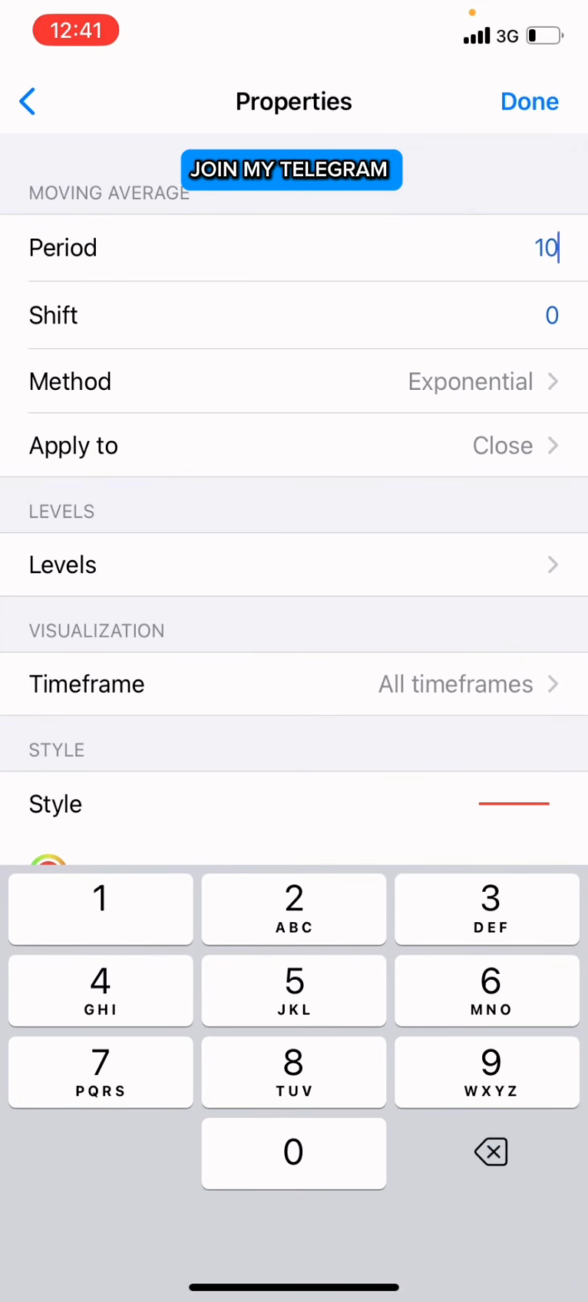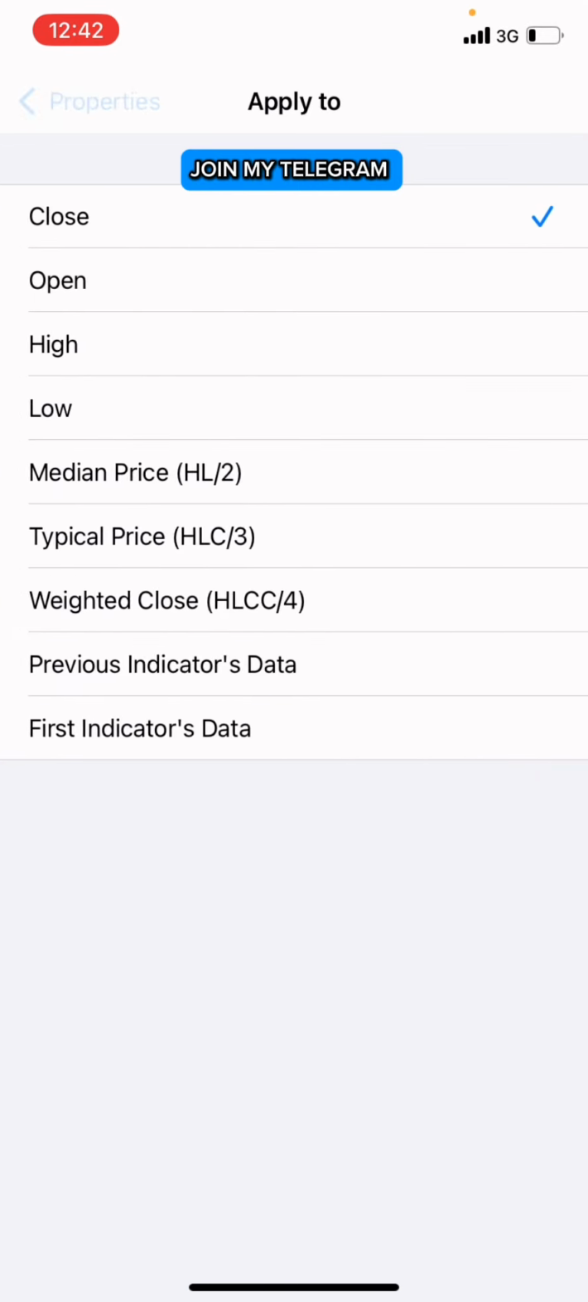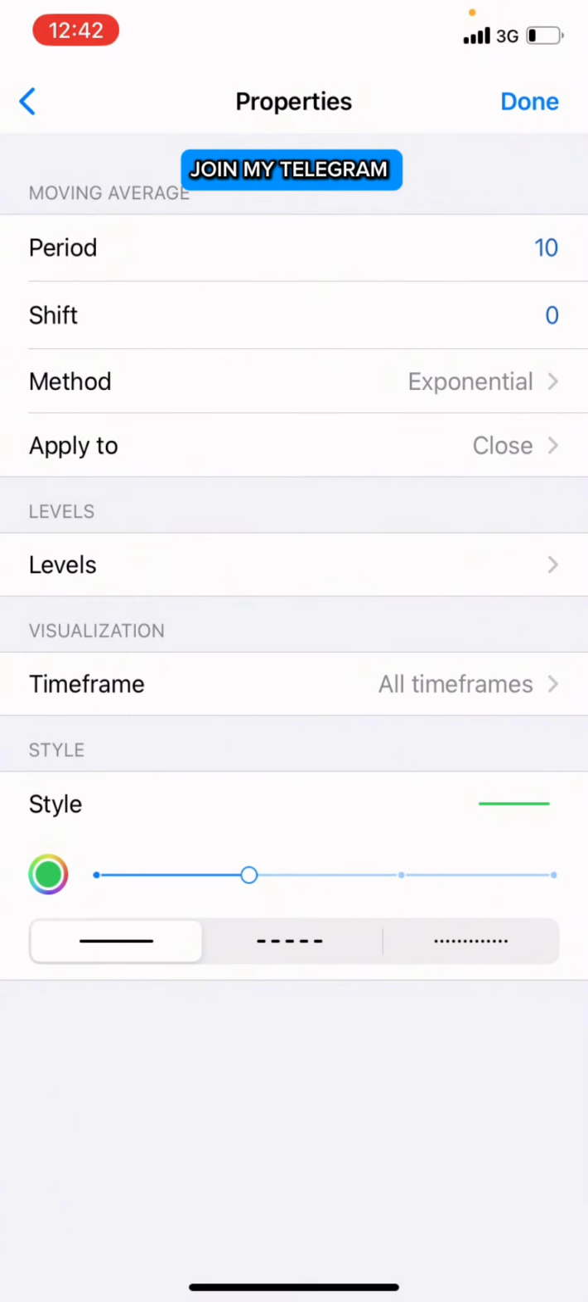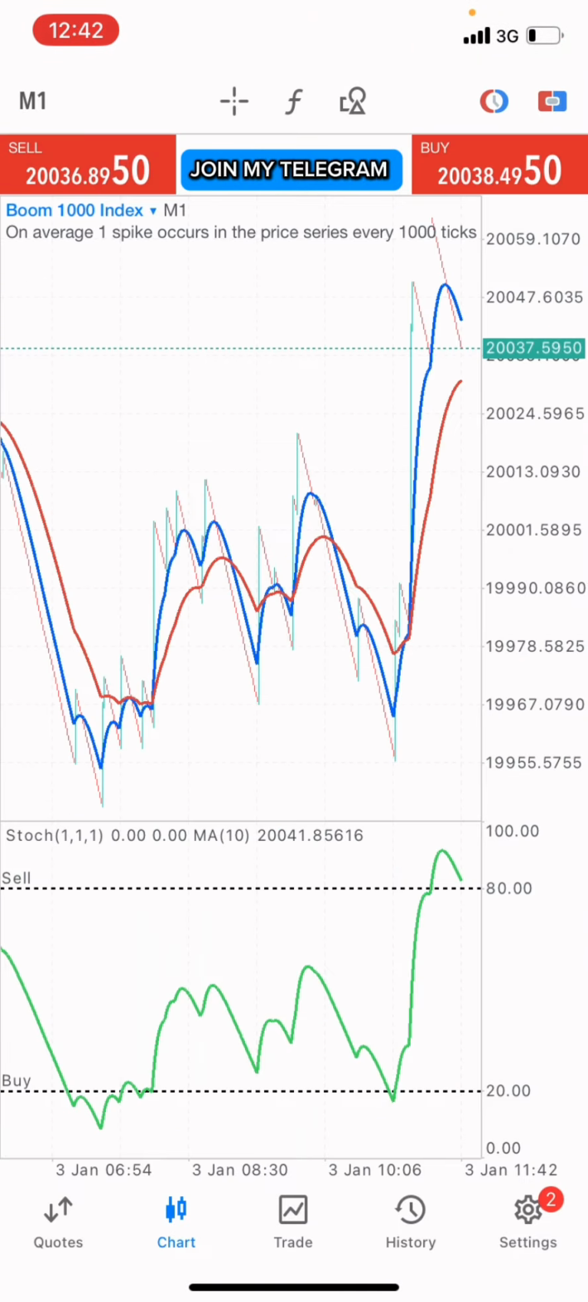At this very point, the shift is going to be 0, and the method is going to be exponential as well. Then you apply to close. All right, you apply to close. For the style, you put that on color green on 2 pixels with this first red line pattern. Then you click on done.